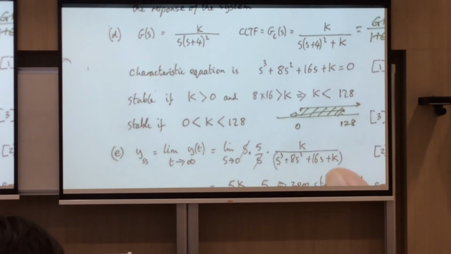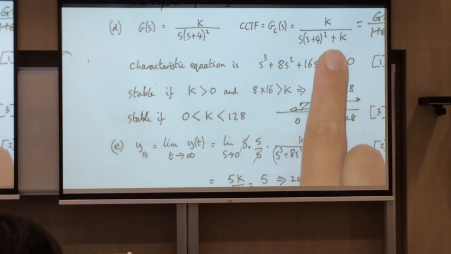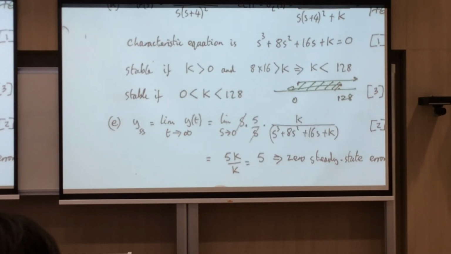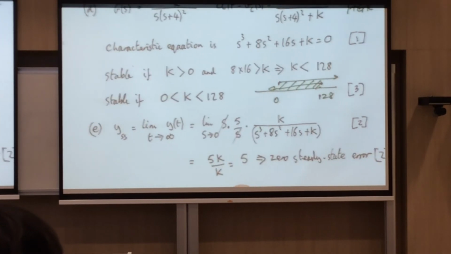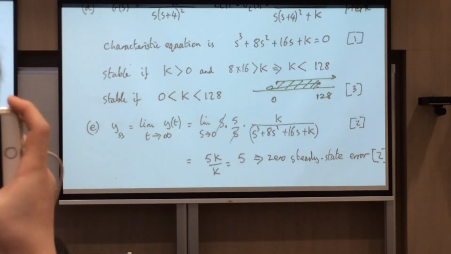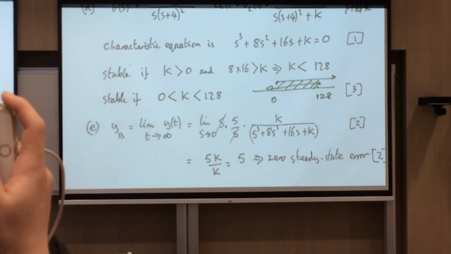Alright, E, what's the steady state error? You know the closed loop transfer function. Multiply that by your reference, which is 5 over s. Apply the Laplace final value theorem, so you multiply the s in front. As s tends to 0, you find that it's 5k over k, which is 5. And so you have 0 steady state error. Because the reference is 5, your final output is 5. So 5 minus 5 is 0, 0 steady state error.